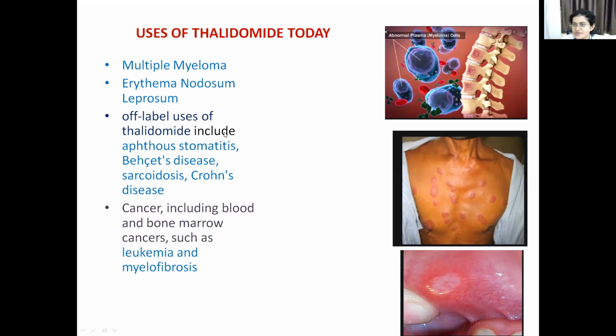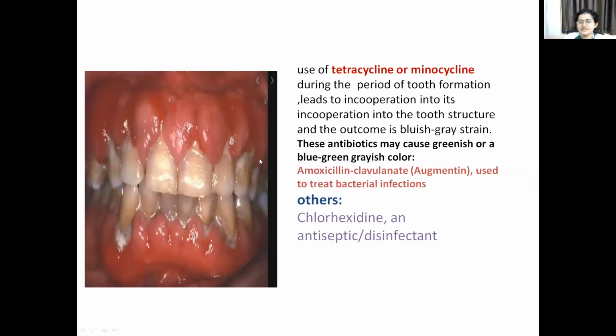So one question will be: identify the drug causing this ADR. What is this ADR? Phocomelia. Name the drug causing this ADR: it is thalidomide. Write some other uses of thalidomide. You have to write these uses: multiple myeloma, then erythema nodosum leprosum. Mostly you can write the cancerous conditions, then leukemia, myelofibrosis, and off-label uses will be aphthous stomatitis, Behçet's disease, sarcoidosis, and Crohn's disease. Okay. Then chart number 3.